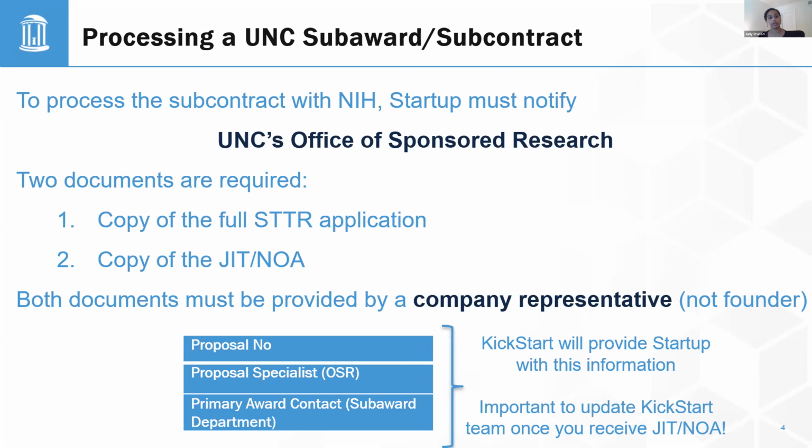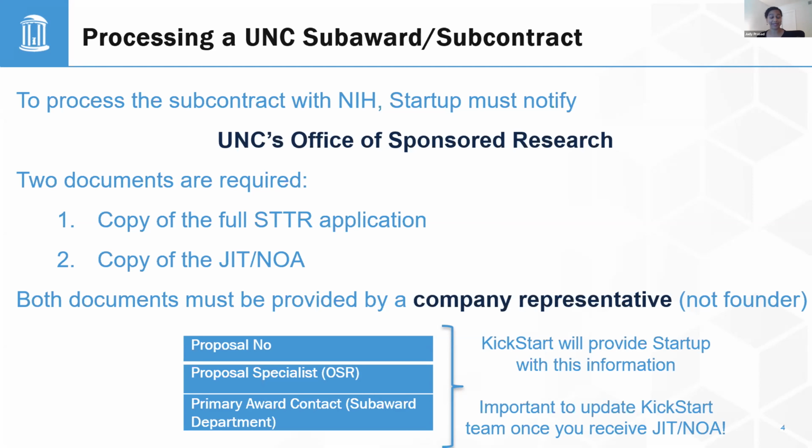And so in order to expedite the processing of a subaward, even if you don't have your NOA in hand, but you have received a just-in-time, we recommend notifying the Office of Sponsored Research that you have this document so that they are aware that there, in all likelihood, is a pretty good chance that you will be granted the award at a later date. So as soon as you can get these two documents to OSR, you'll be in a better position to execute your subaward as soon as possible.